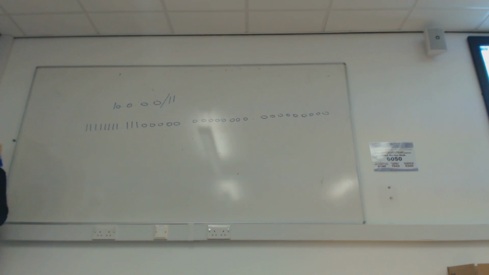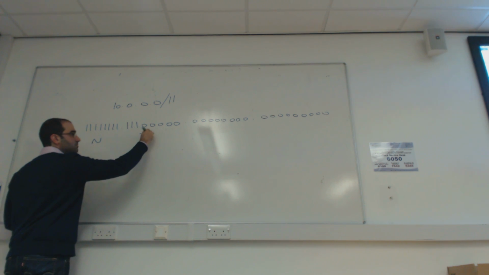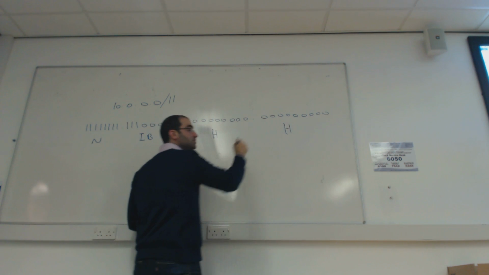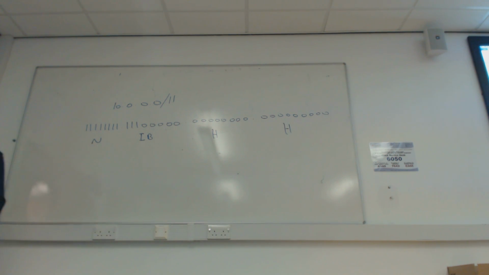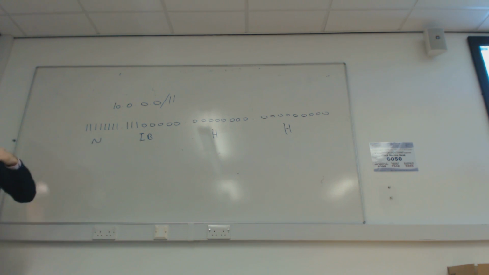Okay? So that ends up with network, interesting byte, hosts, and hosts as well. So the interesting byte is this one. What's the value of this in decimal?